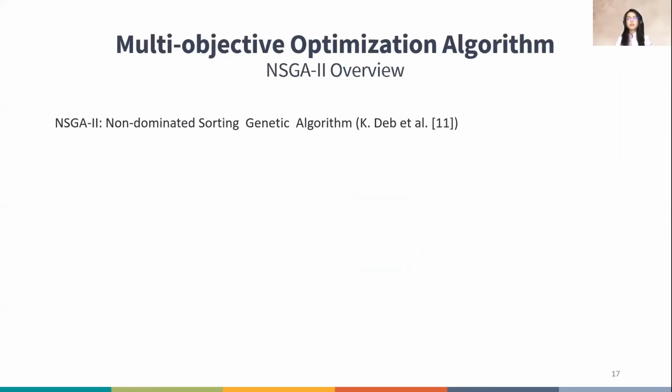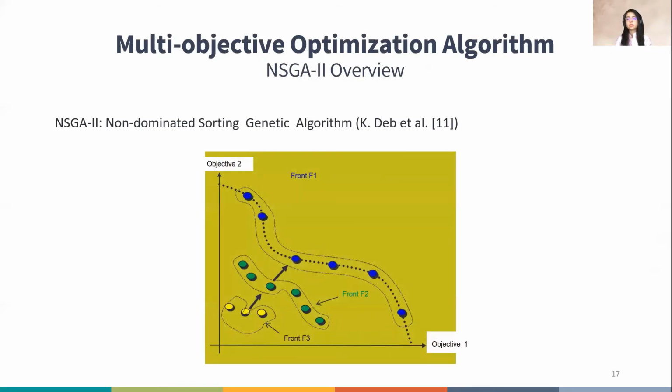So, a brief overview of the multi-objective optimization algorithm. NSGA2 stands for non-dominated sorting genetic algorithm. The objective of this algorithm is to improve an initial population of candidate solutions to a set of Pareto optimal solutions that are not dominated by any other feasible solution.